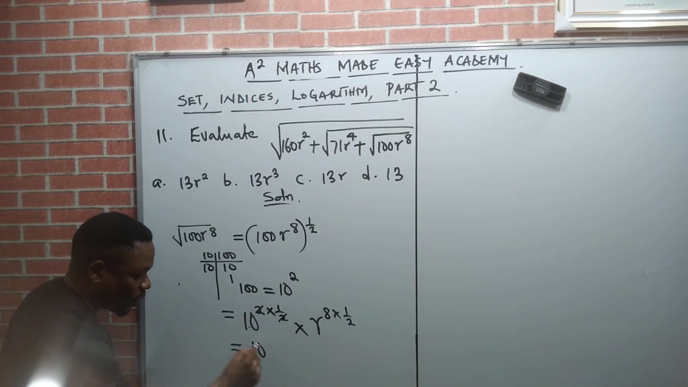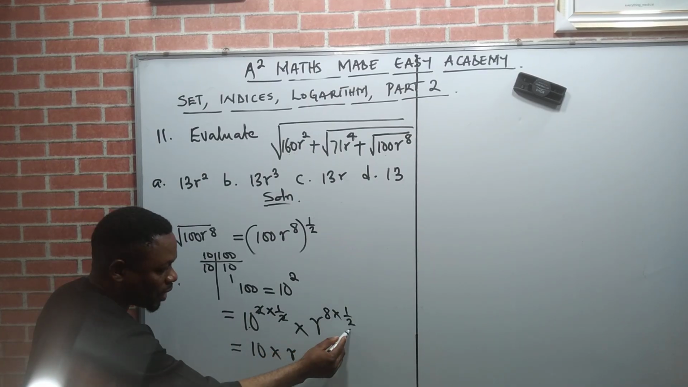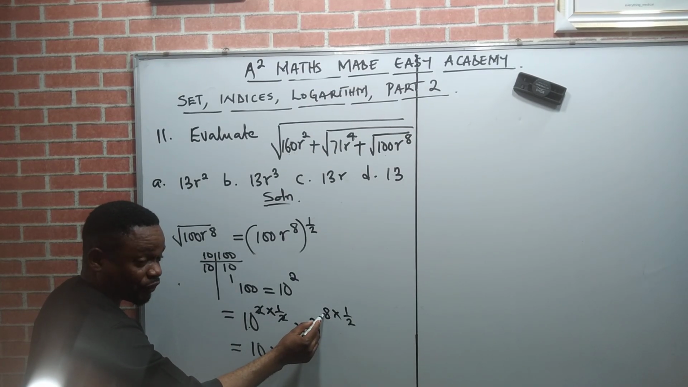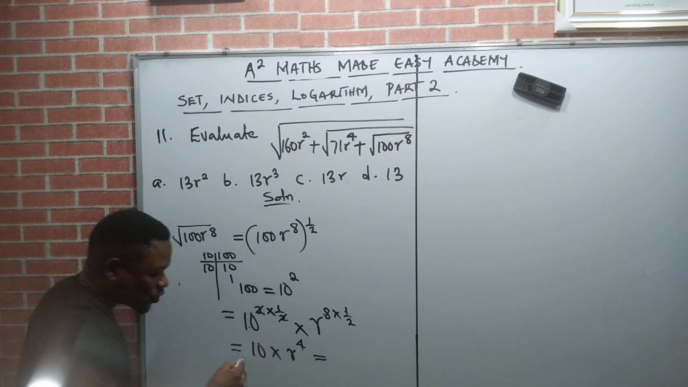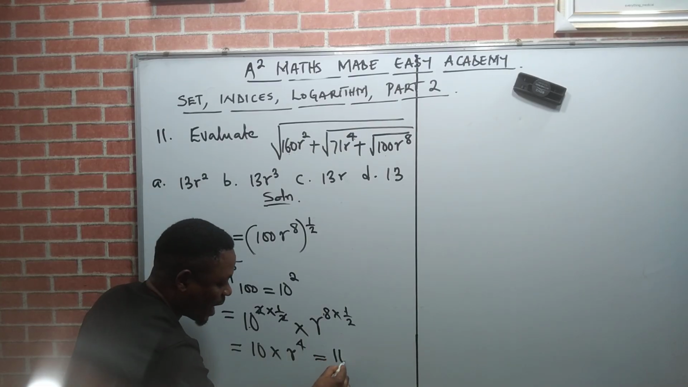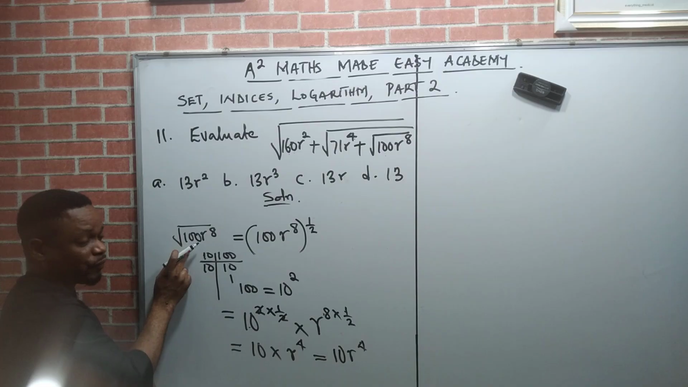And what is 10 raised to power 1? It is 10. Then for r, the 2 goes into 8 four times, and 4 times 1 gives 4. So with the smaller square root, the answer is 10r raised to the power of 4. So we are done with the smaller one.